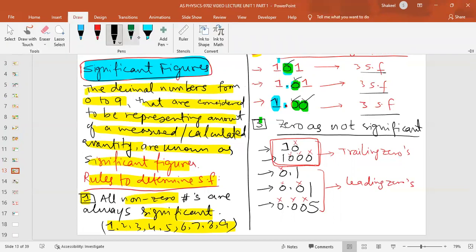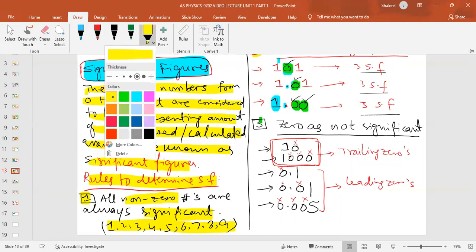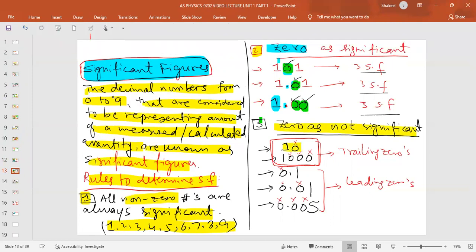Now we have to look for the situation in which 0 is non-significant. Trailing zeros are the ones which are at the end of a number without any decimal behind them. The trailing zeros are not significant. Then the leading zeros, which are not having any non-zero number behind them, they are also non-significant. So all of these numbers which are written in number 3, in them only one significant figure is there.